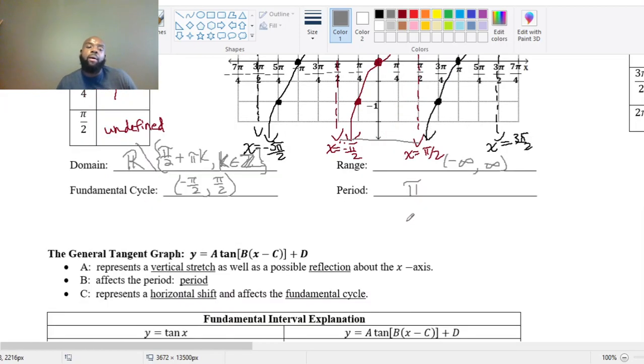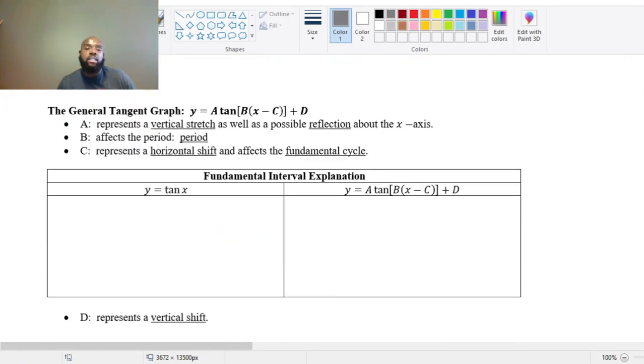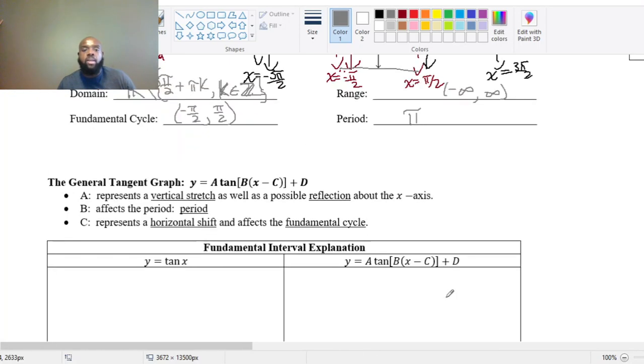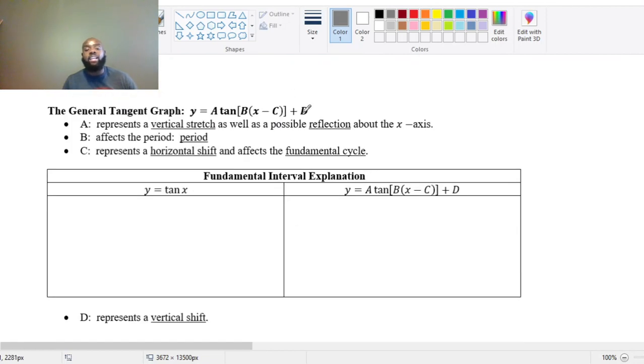Just as we've discussed graphing the general sine waves, we can graph the general tangent graph. A represents a vertical stretch. It can also represent a reflection about the x-axis. B affects the period because it's a horizontal stretch. This C is a phase shift or a horizontal shift, and it affects the fundamental cycle. And that D represents a vertical shift, up or down, right?